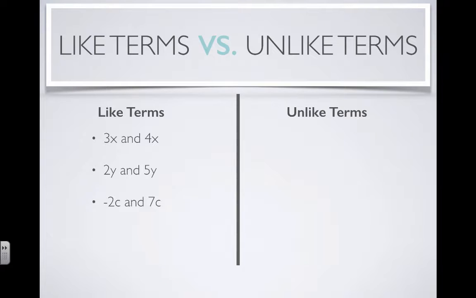Here's a few examples of unlike terms. 2x and 8 would not go together because the 8 does not have an x. 5x and 5y would not go together because those are different variables. And same thing with this third one. -4a and 7b are different variables, and you can't put a's and b's together.